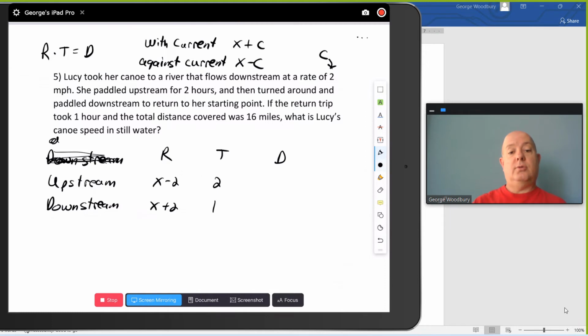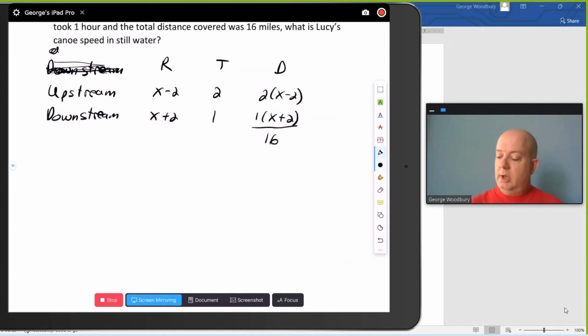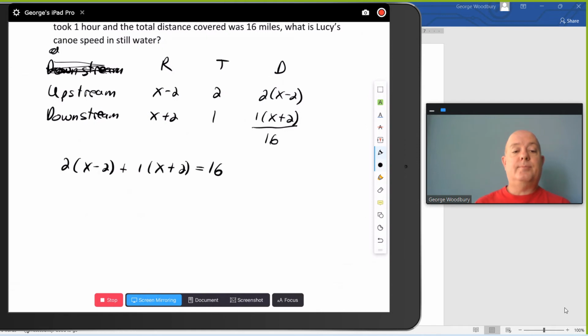Now we can multiply across, rate times time equals distance. 2 times x minus 2 is the distance traveled upstream. 1 times x plus 2 is the distance traveled downstream. And we know that the total distance was 16. So let's start there, and then we'll take a look at another equation we could have solved. 2 times x minus 2 plus 1 times x plus 2 is equal to 16.